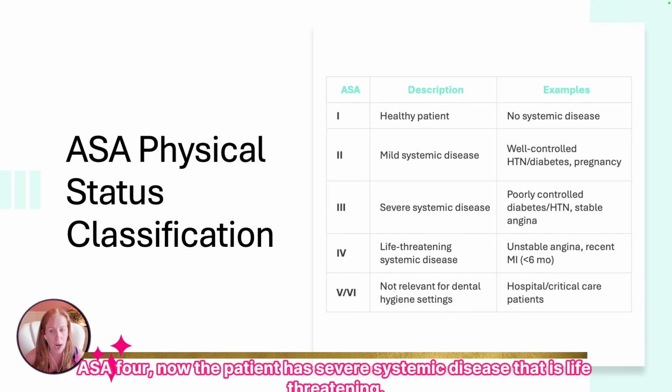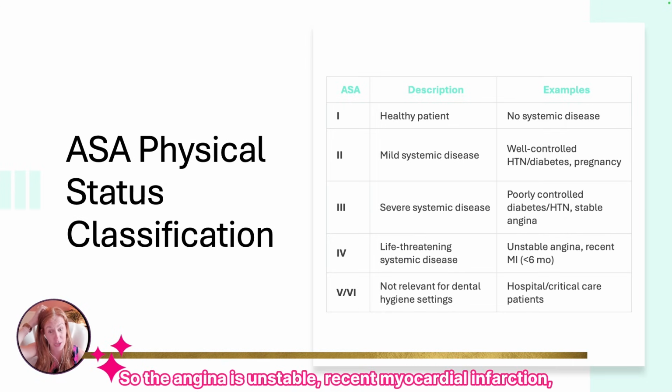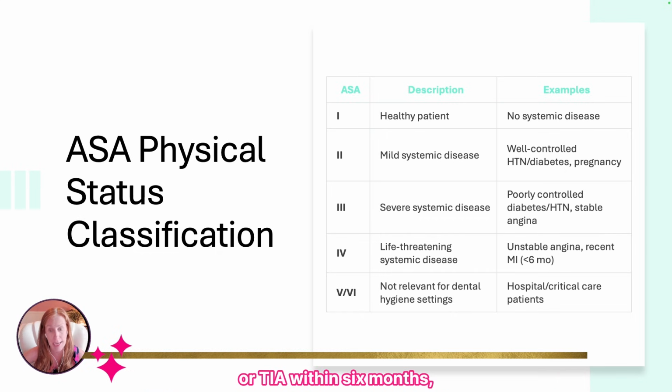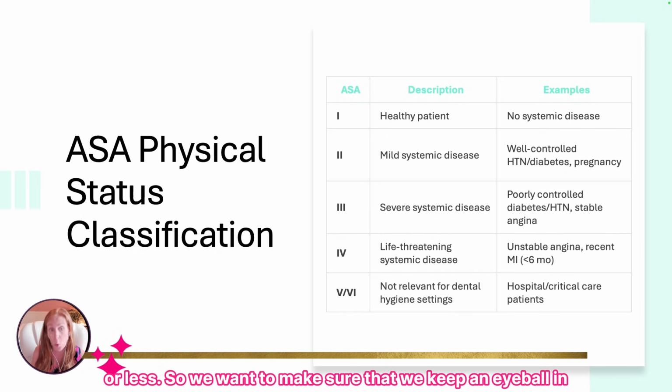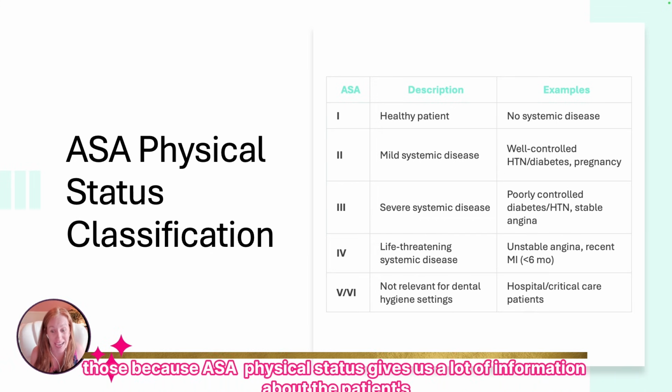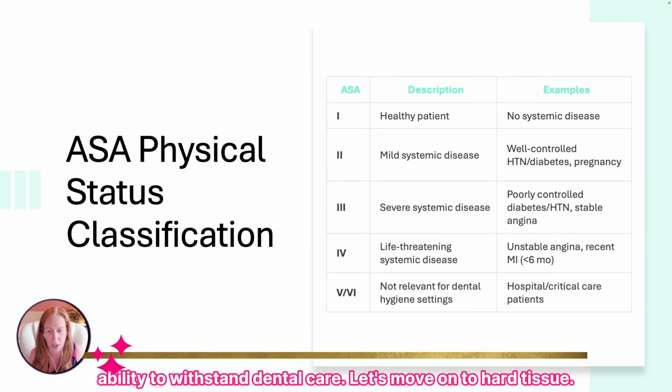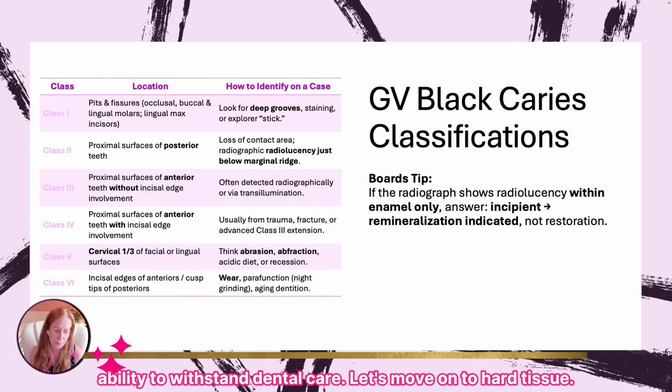ASA 4, now the patient has severe systemic disease that is life-threatening. So the angina is unstable, recent myocardial infarction or TIA within 6 months or less. So we want to make sure that we keep an eyeball on those because ASA physical status gives us a lot of information about the patient's ability to withstand dental care.